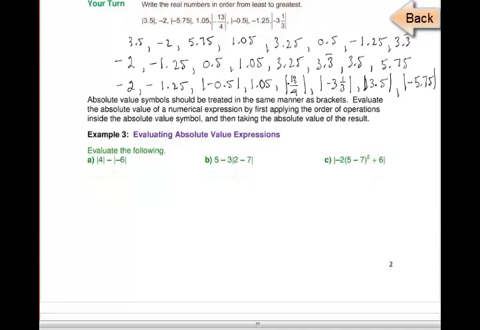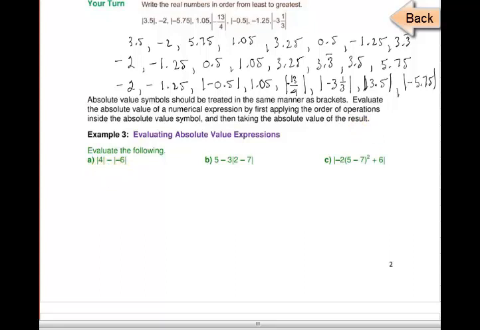So now we're going to evaluate absolute value expressions. Absolute value symbols should be treated in the same manner as brackets. Evaluate the absolute value of a numerical expression by first applying the order of operations inside the absolute value symbol and then taking the absolute value of the result. So let's evaluate the following. On the first question we have the absolute value of 4 minus the absolute value of -6.